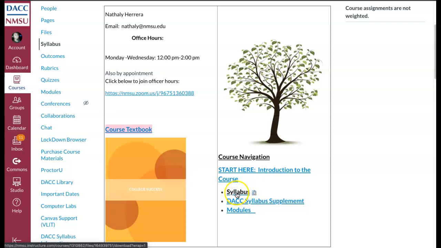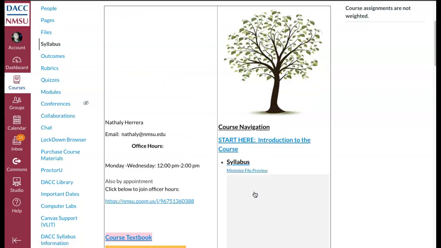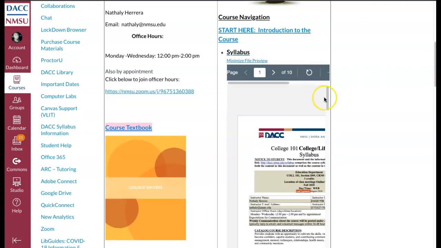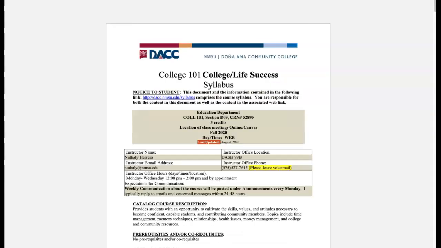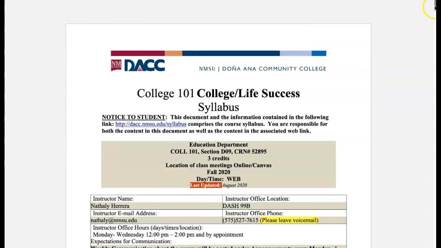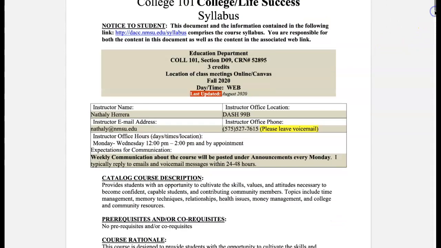So if you want to download the syllabus, all you have to do is click on it and it'll download to your computer. However, if you just want to check something, all you have to do is click on it here and you will have a file preview. Now you can't do this where it goes full screen if you want to have a bigger version of the syllabus. Okay, so of course the syllabus is rather long.